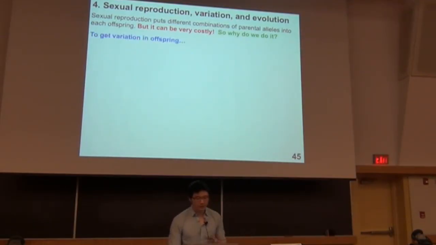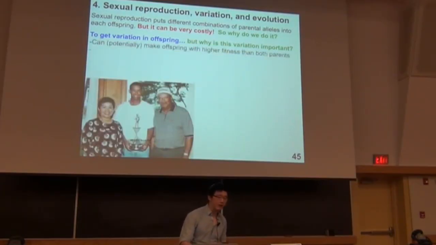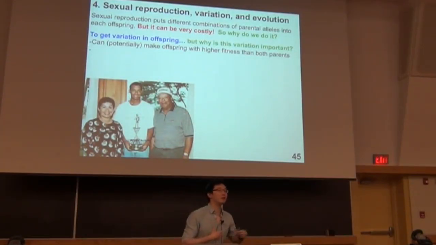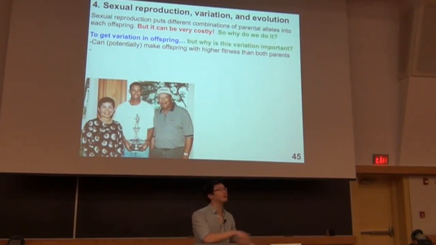To create variation. Okay, so to get variation in your offspring, to have different offspring. But why is this variation important then? Evolution. For evolution, yes. But then we're not going to make bad combinations just for the sake of evolution. So I guess part of it is that you're hoping that your offspring might have a better combination than either you or your mate has, because if you can make offspring that are better than you, that's good for your fitness too.